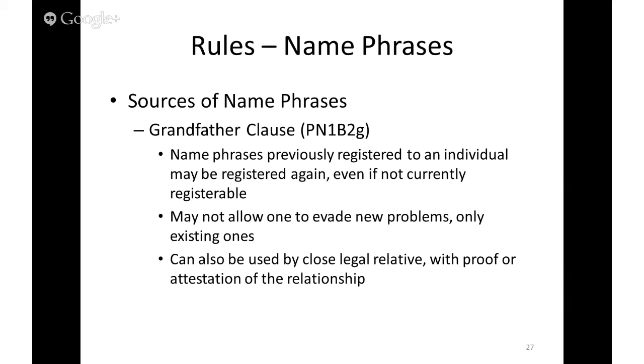It can also be used by a close legal relative. You need either proof or attestation of the relationship. Usually the proof takes the form of a note saying, you know, yes, this really is my son, daughter, spouse, whatever.